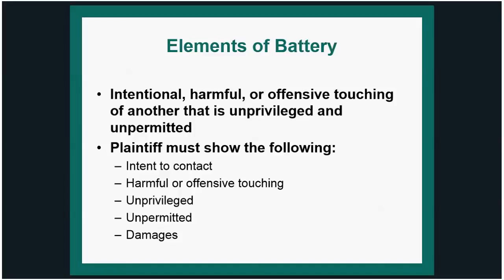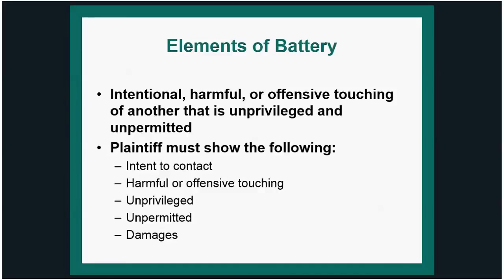The elements of a battery is an intentional, harmful, or offensive touching of another that is unprivileged and unpermitted. The elements are intent to contact, harmful or offensive touching, unprivileged, unpermitted, and involves damages. For instance, if you are a recreational therapist and you are performing some sort of action on a client that is harmful or offensive to them, if they did not consent to it, if it's not privileged, unpermitted, then damages may occur. Intentional, harmful, or offensive touching.